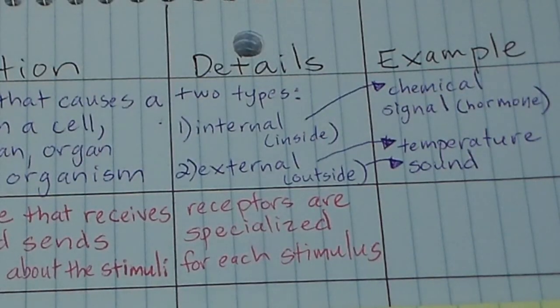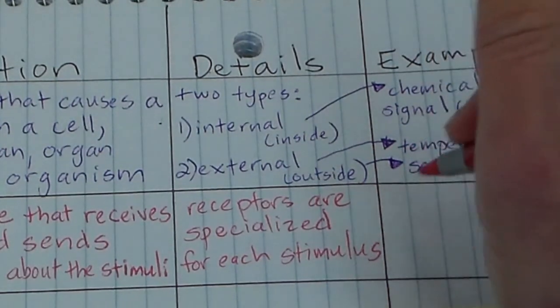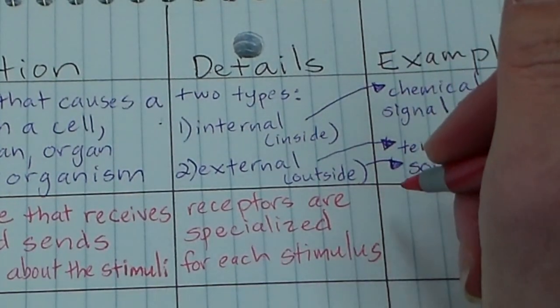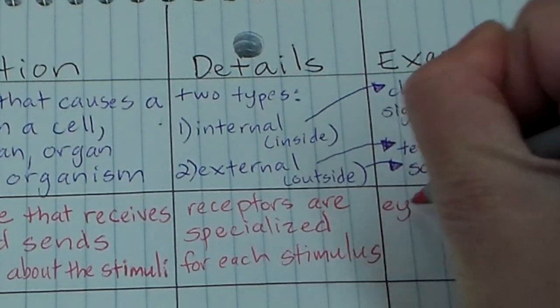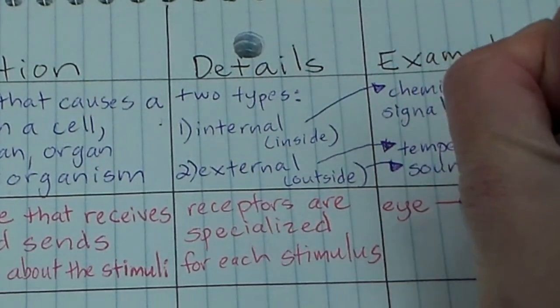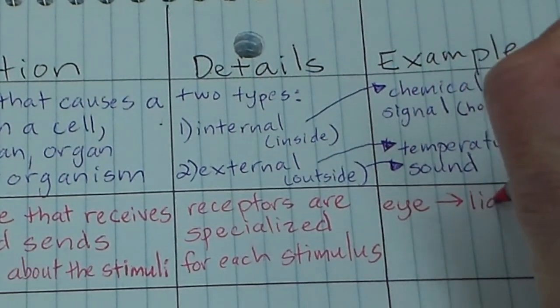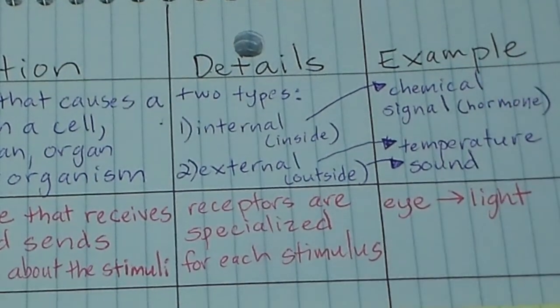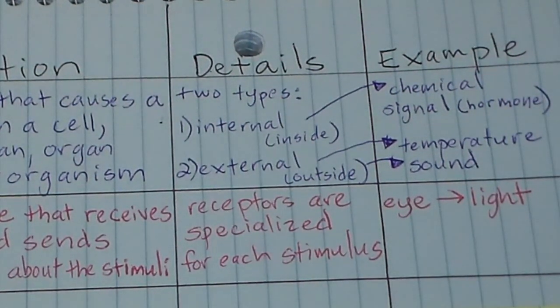And again, many of these are receptors that you know by other names. Many organisms have a receptor called an eye, and an eye is a receptor for light. Your eye is sensitive to light, and that is a receptor that picks up light, and then it sends to your brain information about that light.